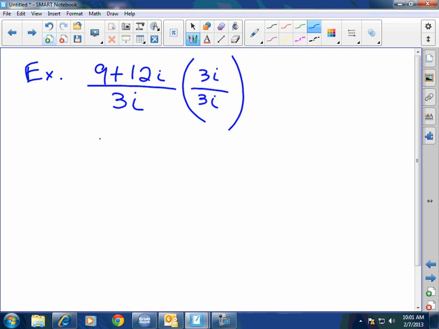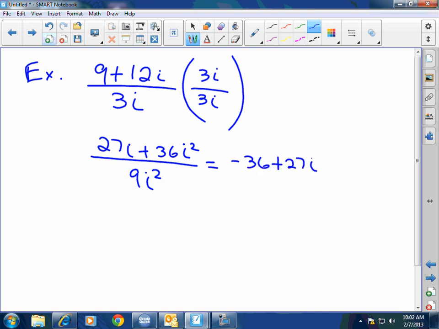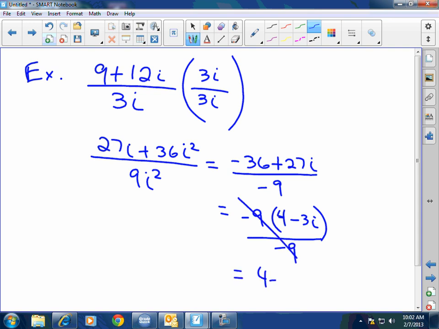So now we distribute. So you got 27i plus 36i squared over 9i squared. So this is going to equal negative 36 plus 27i over negative 9. Let's go ahead and factor out a 9. Actually, if I factor out a negative 9, I'm going to get positive 4 minus 3i divided by my negative 9. Those cancel. So this would be 4 minus 3i as the final solution. Yes, sir.